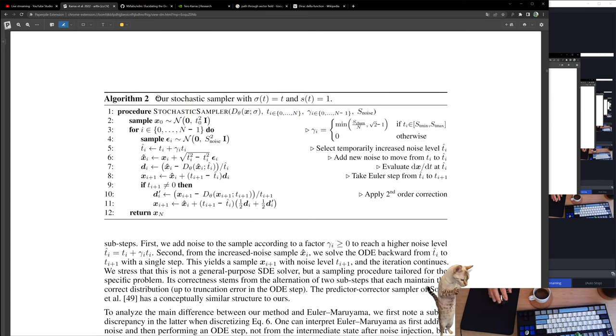Okay, so our stochastic sampler with sigma t equals t and s of t equals 1. The stochastic sampler has the denoiser, it has the time, it has gamma i, which is different for each step, and then it has some S noise.